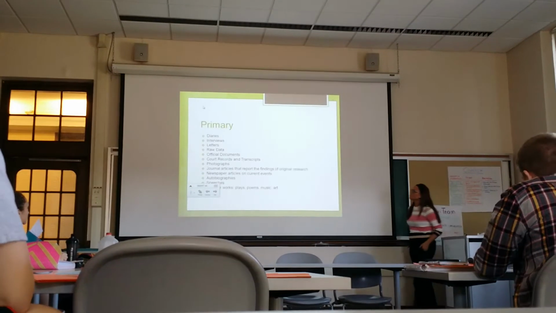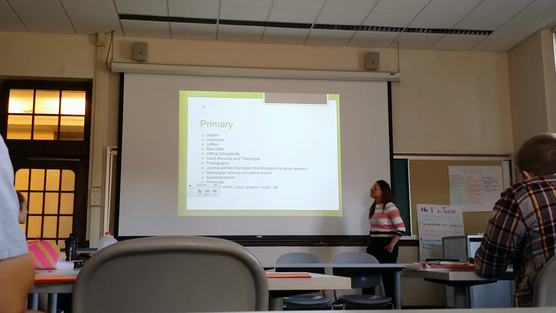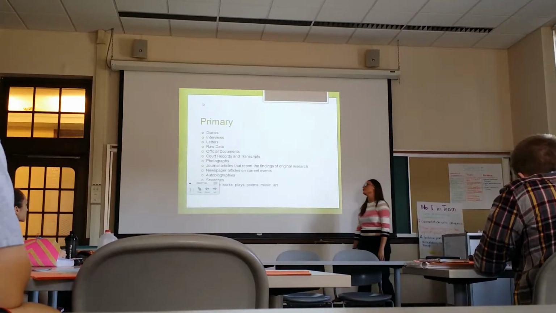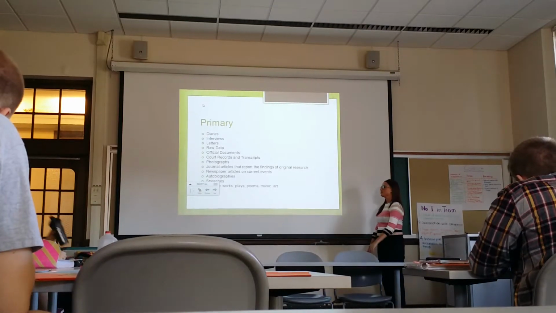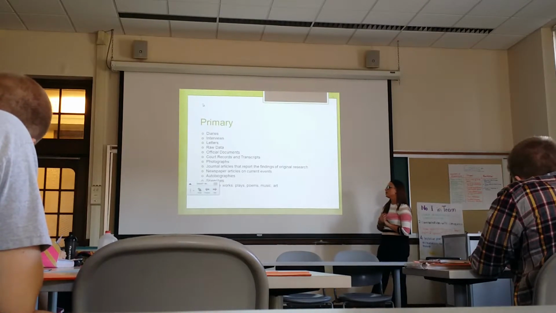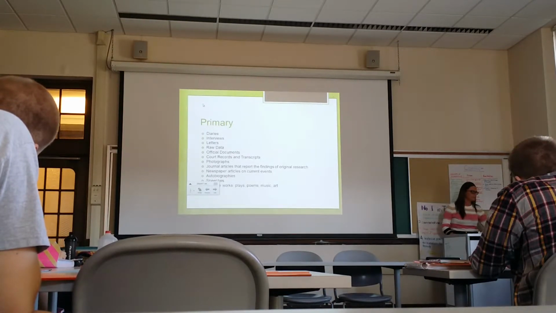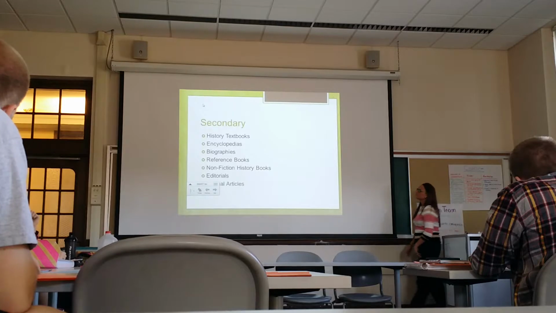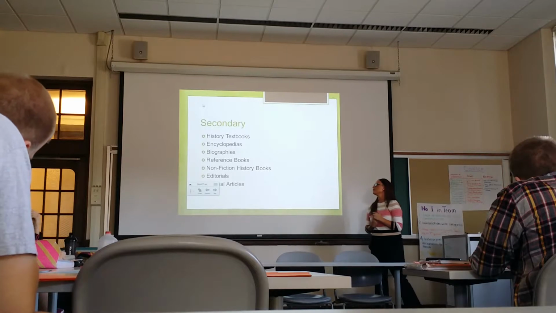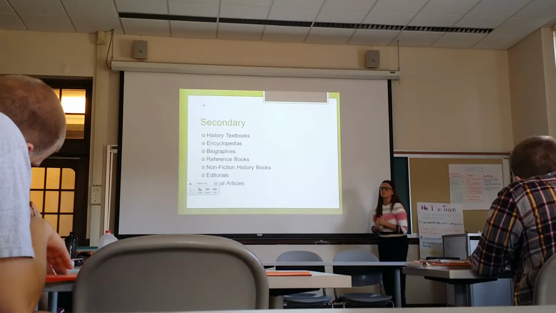Okay, so we're just going to go over what primary sources are again in case you missed it during the video. They are diaries, interviews, letters, raw data, official documents, court records and transcripts, photographs, journal articles that report the findings of original research, newspaper articles on current events, autobiographies, speeches, and works such as plays, poems, music, and art. And then this list for secondary sources is a little bit shorter, so it's easier to remember. They're history textbooks, encyclopedias, biographies, reference books, nonfiction history books, editorials, and journal articles.